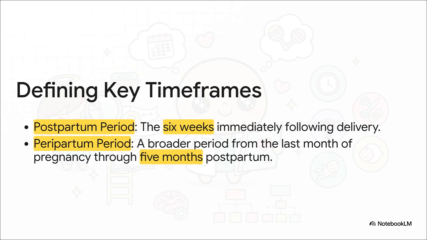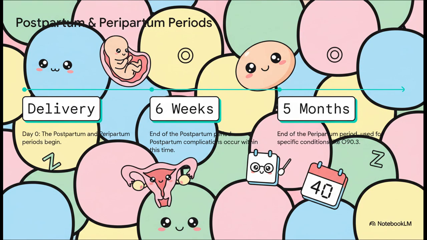The postpartum period is the 6 weeks right after delivery, but the peripartum period is a much wider window. It covers the last month of pregnancy all the way through 5 months after delivery. Knowing the difference is key for coding certain conditions correctly. This timeline really lays it out visually for us. You can see delivery is day 0. Most typical postpartum complications, they're going to be coded within that initial 6-week window.